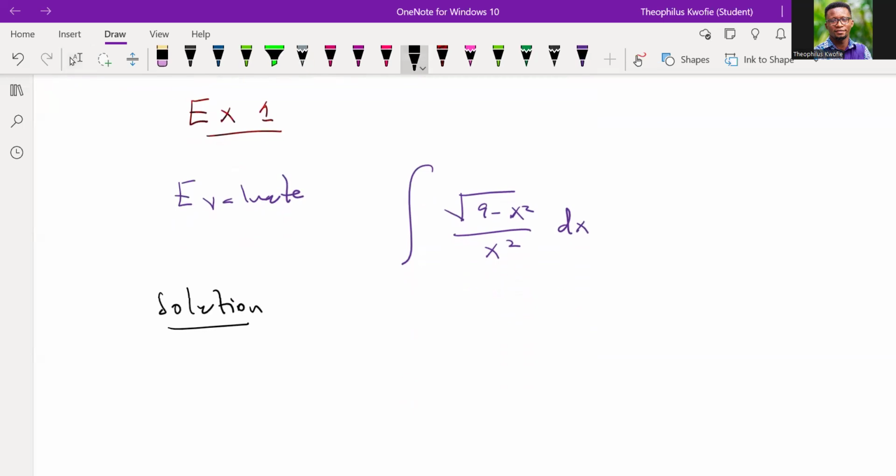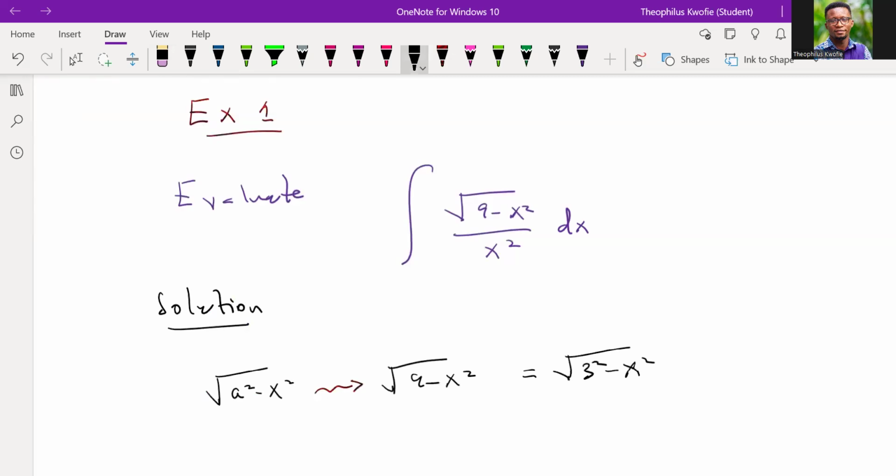we kind of see that the expression 9 minus x squared can be associated with something like this, right? Can be associated with a square root of 9 minus x squared. The reason being that we can write this as what? 3 squared minus what? x squared.